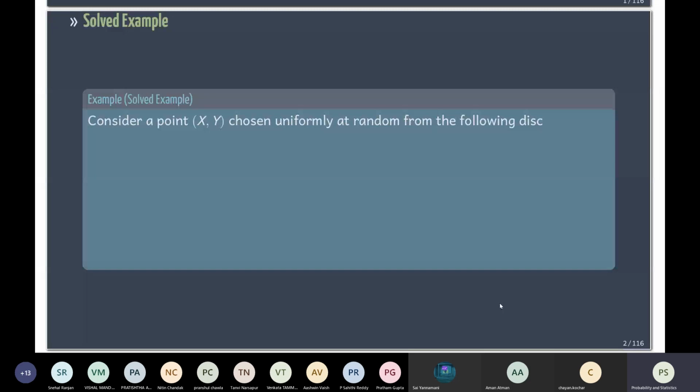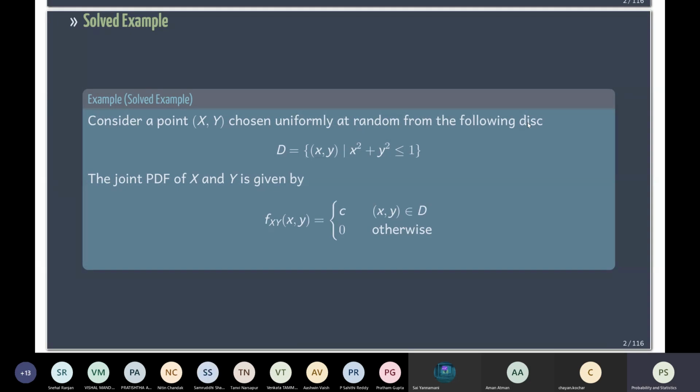Consider this example, where we choose a point (x, y) uniformly at random from the following disk. The disk is centered at 0 and has radius 1. The joint PDF is given to us: inside the disk it takes a constant value and it is 0 otherwise. The question is, are x and y uncorrelated?